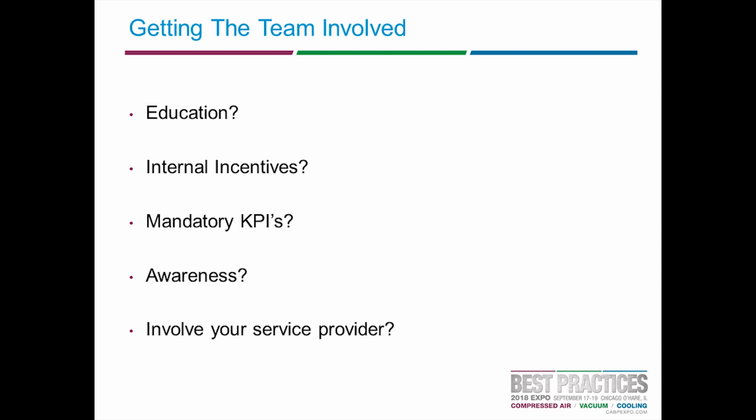So getting the team involved. I think this is probably the most critical part or component of a leak repair program. We know as we have problems, the best way is communication to resolve them. So I think there's 5 main areas that need to be communicated to the team. Firstly, we need to be educated as to the cost of compressed air. Then maybe get people more involved or excited about the leak repair program through some type of internal incentives. Maybe a certain number of CFM saves would earn a pizza day for the production team.